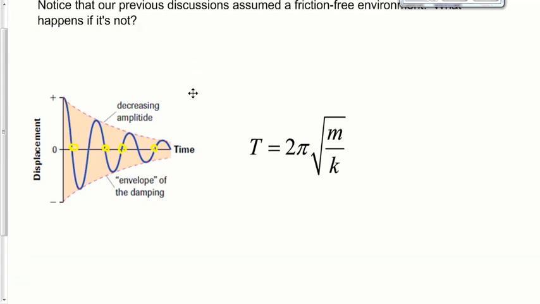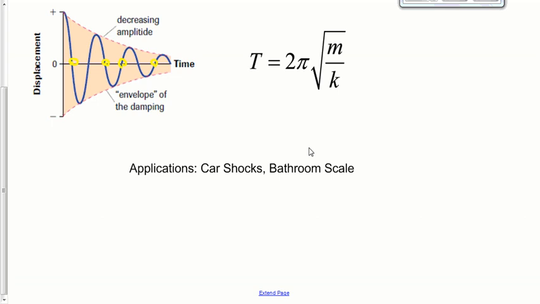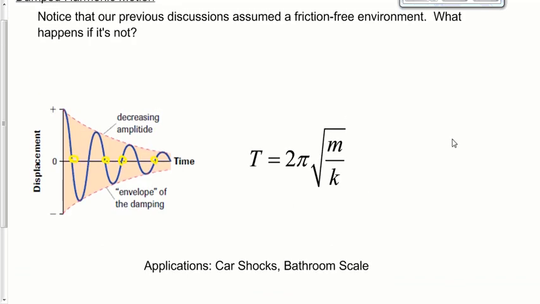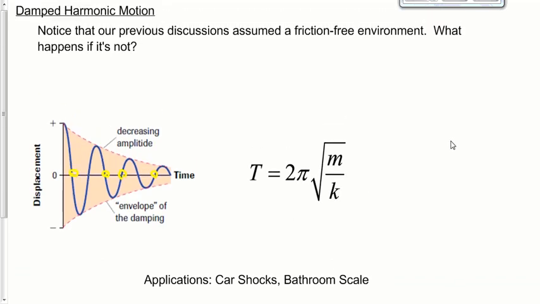A couple cool applications of this idea are things like car shocks or bathroom scales. You've probably been in a car when you've gone over a bump, and your car vibrates up and down a little bit. It would be this motion here. You would want it to decrease in amplitude pretty quickly because you don't want your car to bounce up and down forever. But you also don't want a hard stop, or else it'll be very jarring. So car shocks are designed to slowly but continually reduce the amplitude of this vibration to make your car settle down.